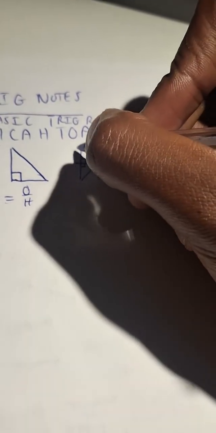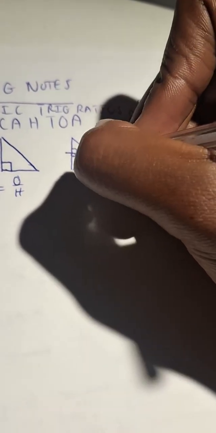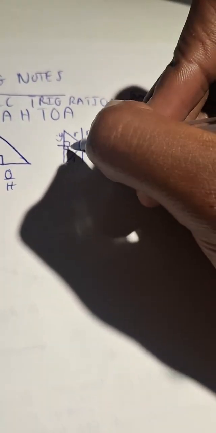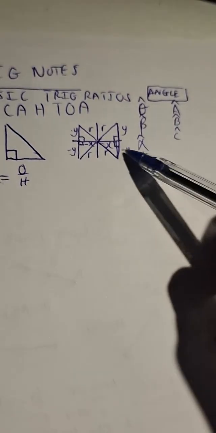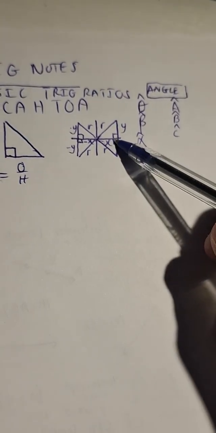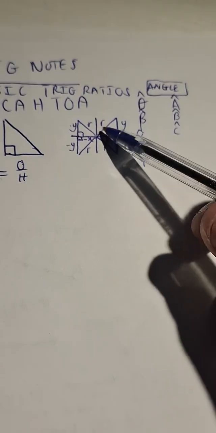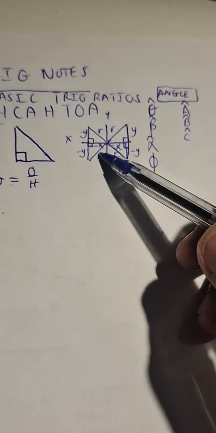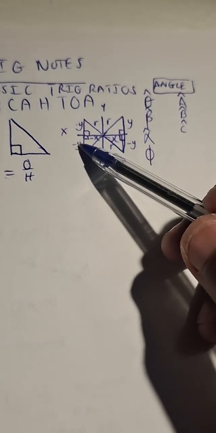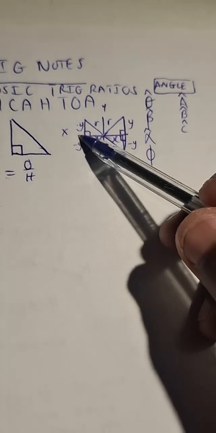So if it's here, there's the right angle triangle. R is positive wherever we are. Here Y is positive, here X is negative. Then here Y is negative. X here is positive. So very important. Because this is the y-axis, this is the x-axis. The x-axis this side is negative, the y-axis here is negative.